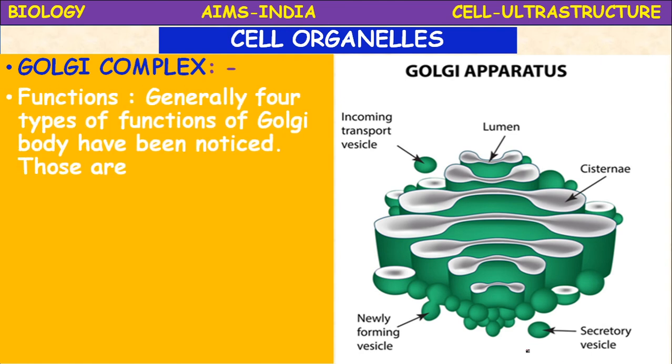What are the functions of the Golgi complex? The Golgi complex contains cisternae. The space in the cisternae is called the lumen, and it consists of secretory vesicles, which help in transport. The functions noticed for the Golgi body: number one, secretion. The main function of the Golgi complex is secretion, it is the secretory organelle of the cell.